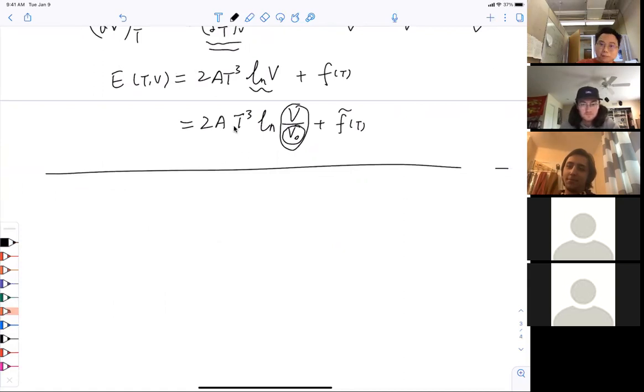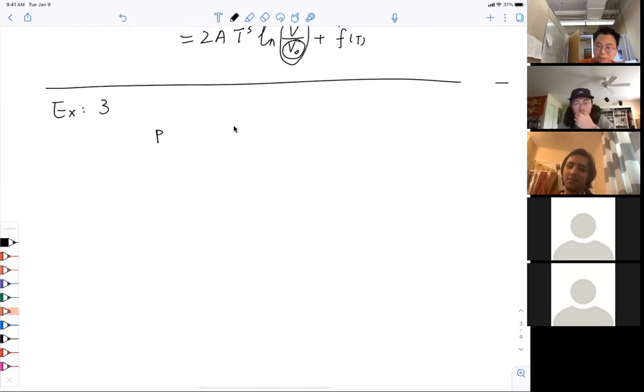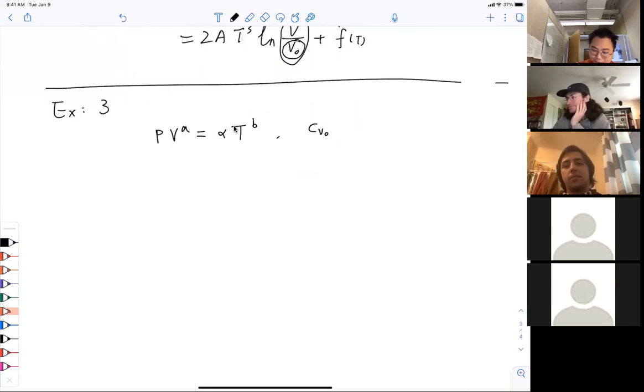Okay, so let's do another example. That's homework 4, I think. So let's write down P V A equal to alpha T B. And we know the C V naught. V naught is some specific volume. And A, alpha, B are given. And you can choose a proper alpha to make the dimensions match, I guess.